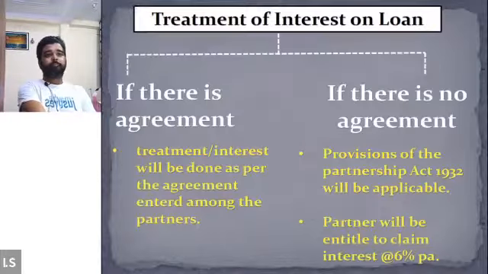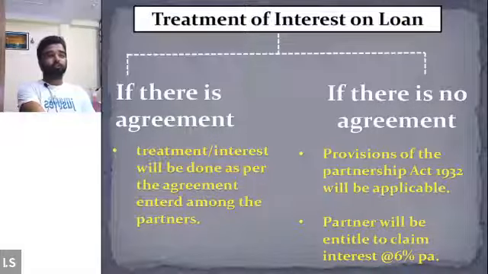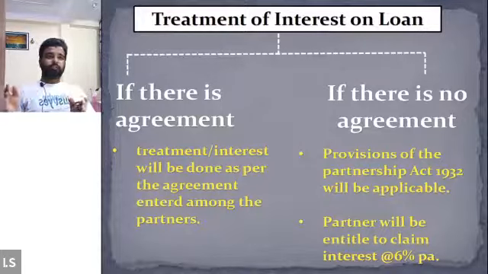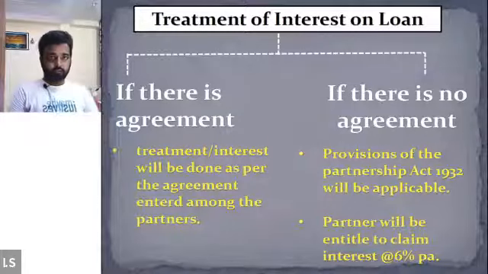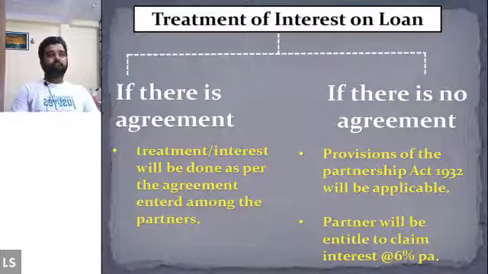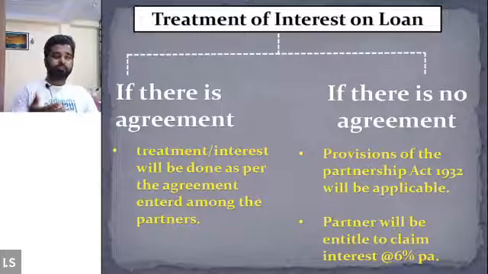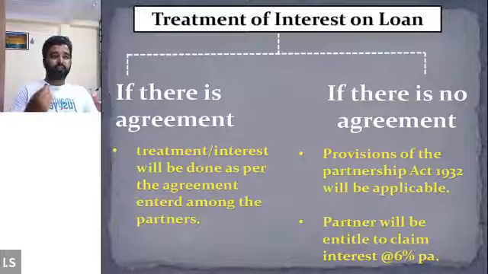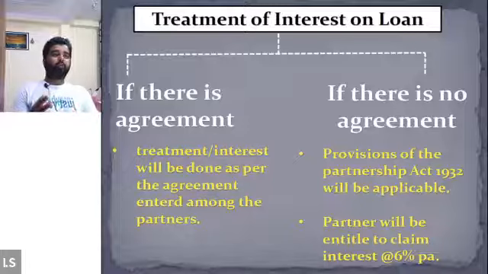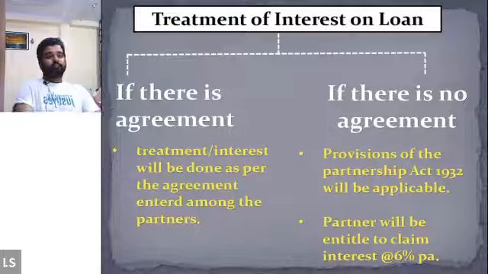So starting with, first of all, how treatment of loan will be done in a partnership business. There are two possibilities. How interest on loan will be treated depends upon the agreement. If there is an agreement among the partners, then interest on loan shall be treated as per the agreement. If the agreement says that the partner will be paid interest at the rate of 12%, 10%, 8%, or in whatever way the partnership deed explains the treatment of interest on loan, then accordingly it will be dealt with. But if the partnership deed is not specifying anything, then the Partnership Act 1932 is applicable.